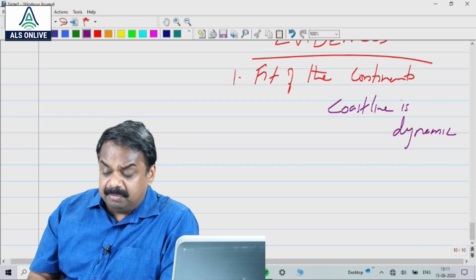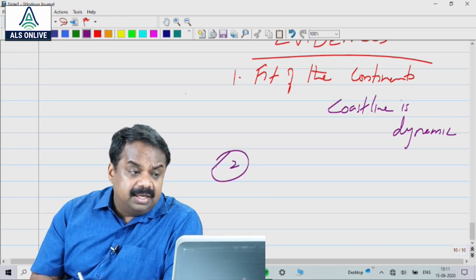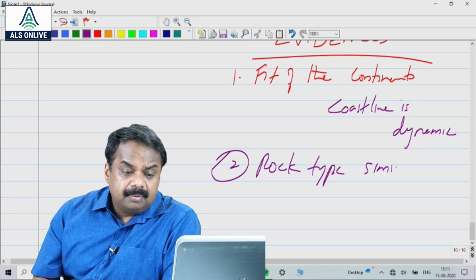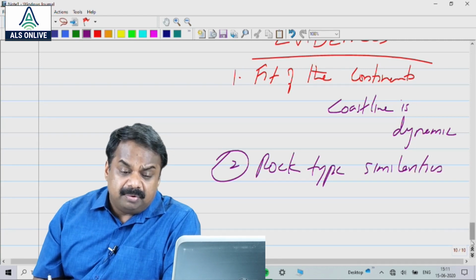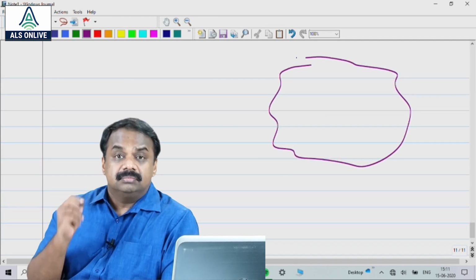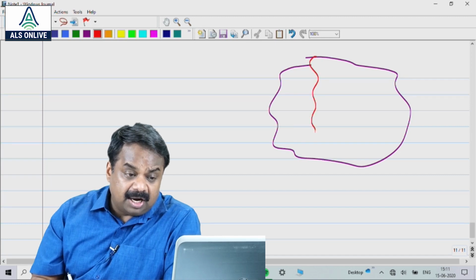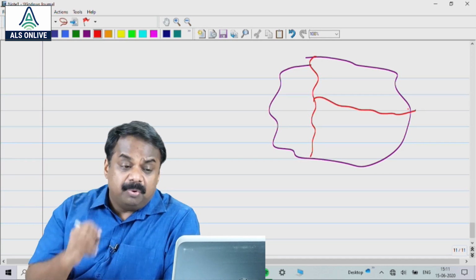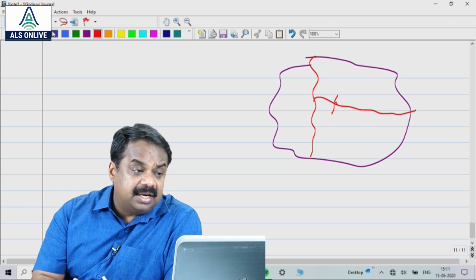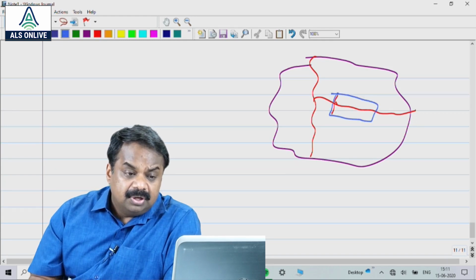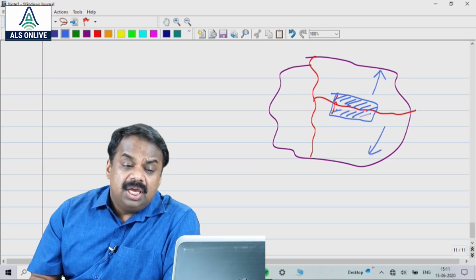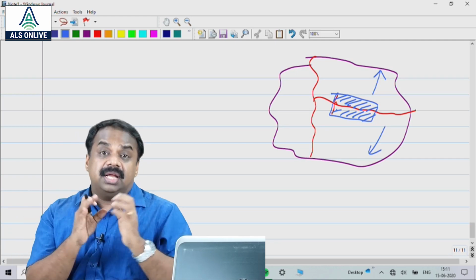Then the second evidence given by him is the rock type similarities. So his argument was that if a massive continent like this breaks away, so suppose it is broken like this, and now when it broke away, and if you try to fit it back, suppose a particular type of rock was found in this particular region. So half of this rock will go in this continent and half of them will go in the other side. So if you fit it back, we can see a nice fit, or rather it will gel well.